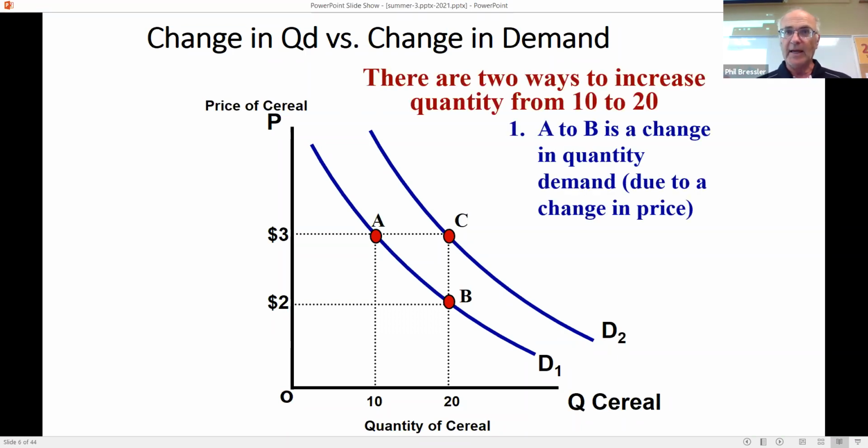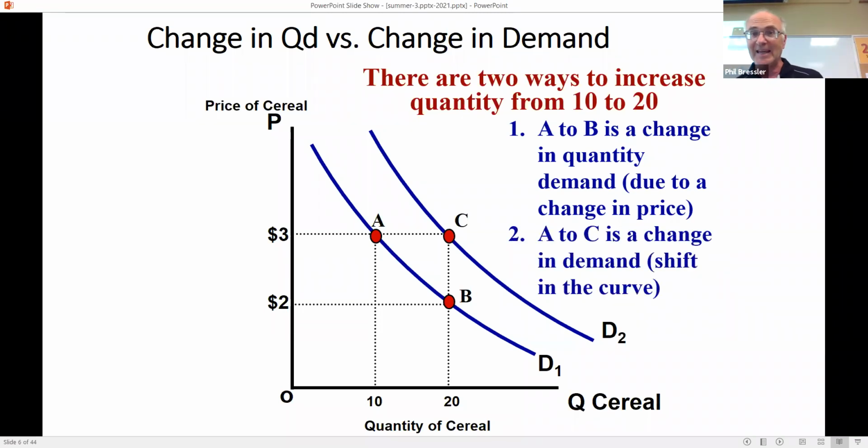All right. So A to B, change in quantity demanded due to a change in price. So we don't say shift there, we say slide. Then A to C is a change in demand. That means there had to be a change in taste and preference, or a change in income, or a change in market size, or a change in expectations, or a change in related goods. That's the determinants getting you from A to C.